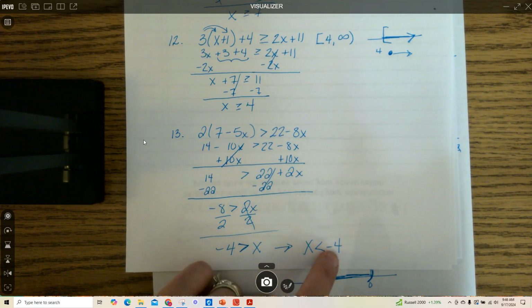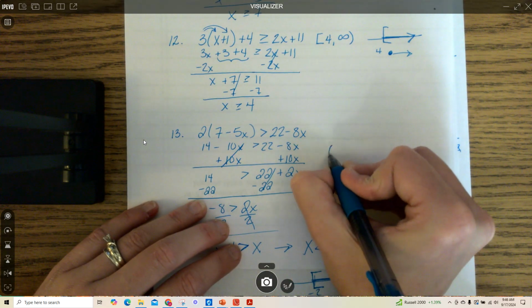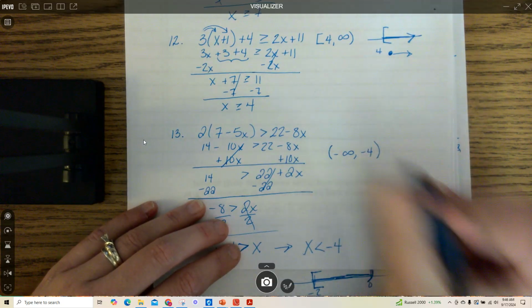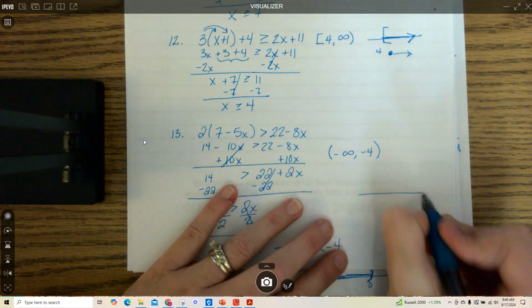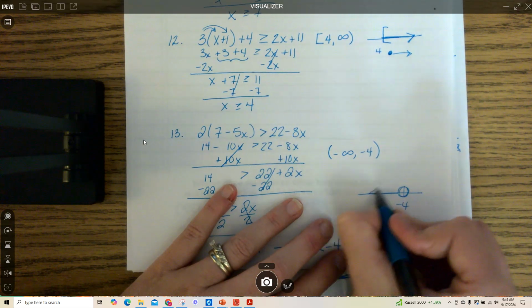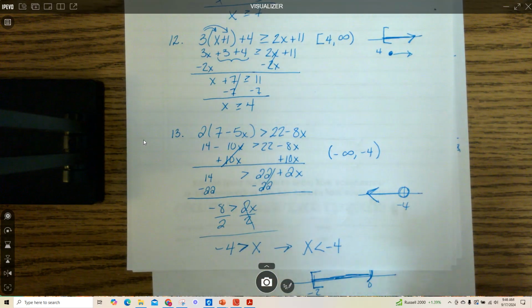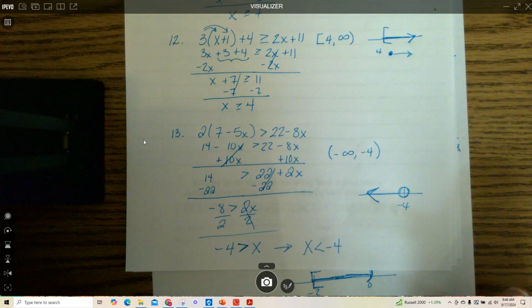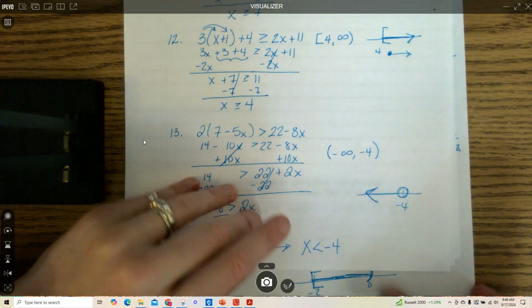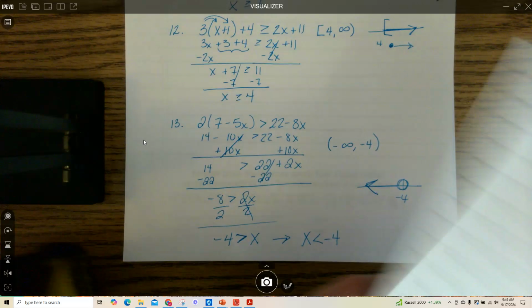So this one, if it's less than that, then it's going to be negative infinity to -4. This would be an open circle or a parenthesis, but the arrow's going to go to the left. I love how you can still use alligator in college algebra.